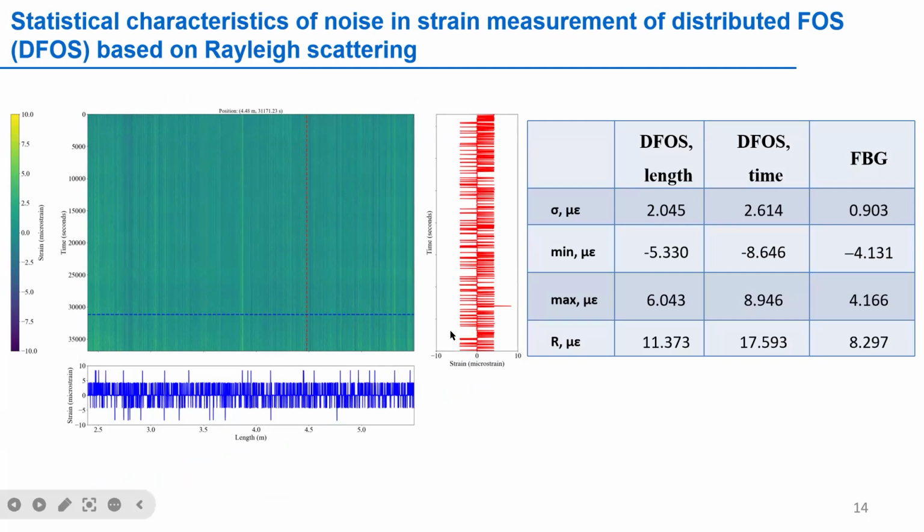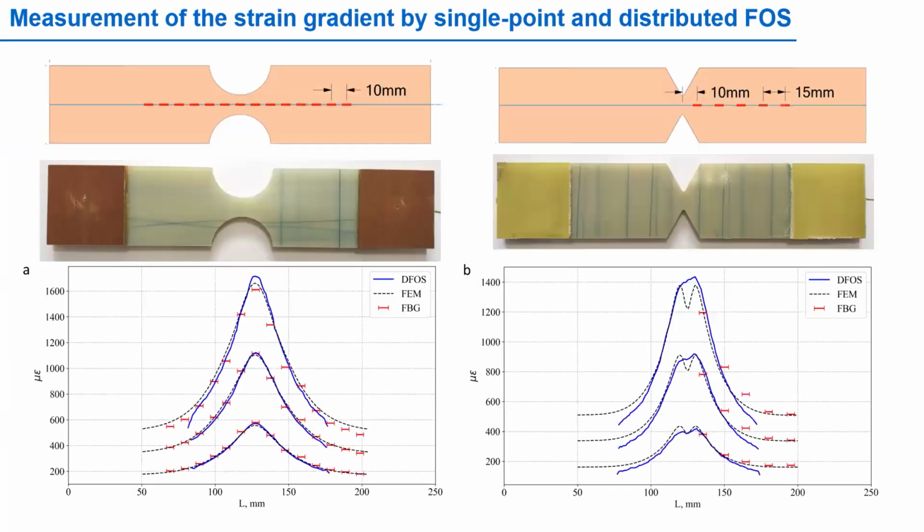And by analyzing the distribution of all this data that we measured, the statistical characteristic of noise is that it is around 2 times bigger than for fiber Bragg gratings. But for distributed fiber optic sensors, we have more controlled parameters, which can be controlled programmatically. This is the so-called gauge length, across which we can calculate the strain. So we can reduce the noise level by increasing the gauge length programmatically.